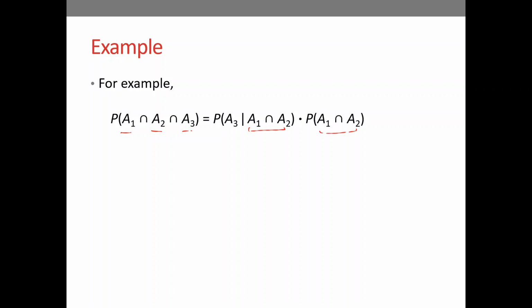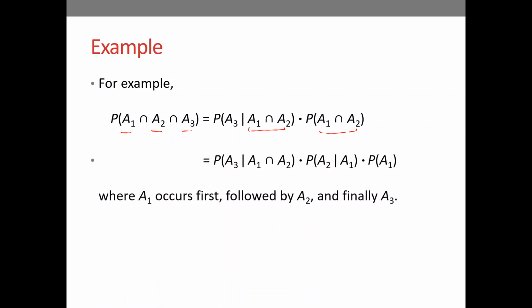So I can expand this. And if I further expand these two here, I'll get something like this, right? So how do I find this term out? Again, I'm applying the multiplication rule, which states probability of A2 given A1 and then given A1 has occurred.